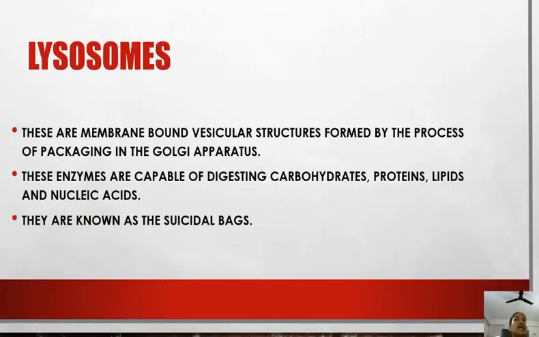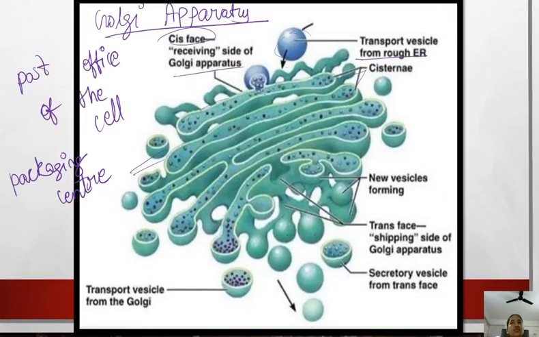The next thing is lysosomes. Now what are these lysosomes? These are membrane-bound vesicular structures formed by the process of packaging in the Golgi apparatus. Yes, so they are also formed in this Golgi apparatus. So it produces lysosomes.